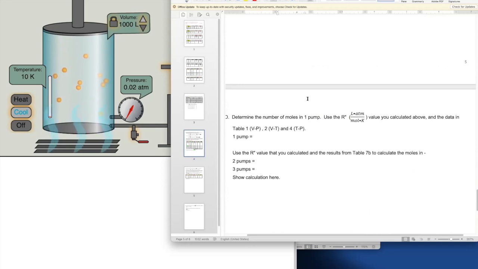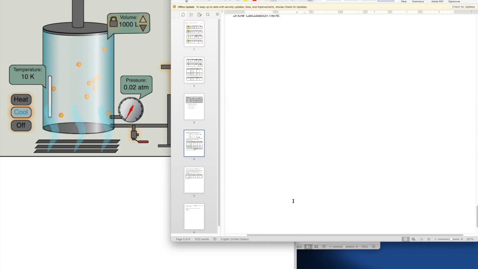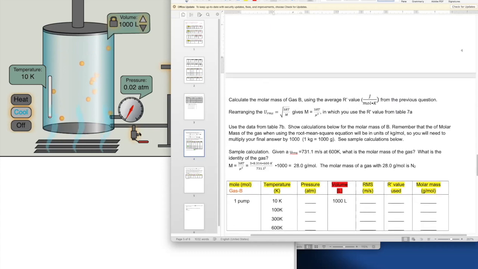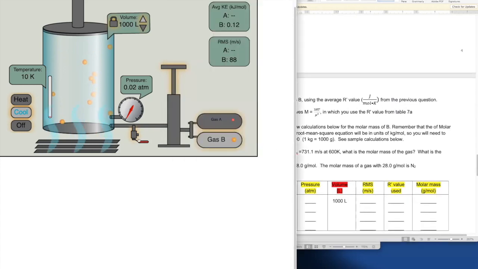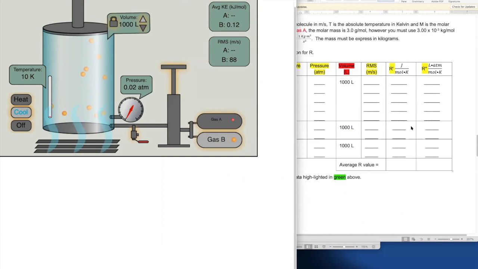I just gave you in the beginning that for one pump, assume it's 1 mole, but you can actually calculate the exact moles for one pump. And you can do the same thing for 2 pumps and 3 pumps and show calculation. And that basically is your lab. It's a lab where you're just going through the simulation, and the simulation is pretty accurate. That basically is it. And then just make sure that you know how to fill in this data, and it will require you to play around with the simulator a little bit.